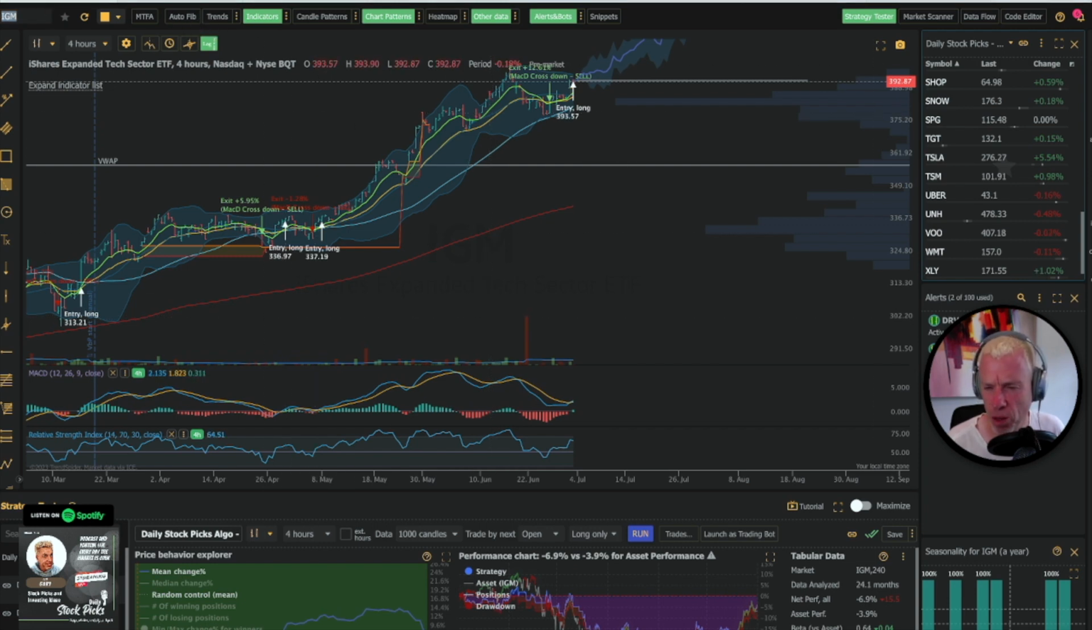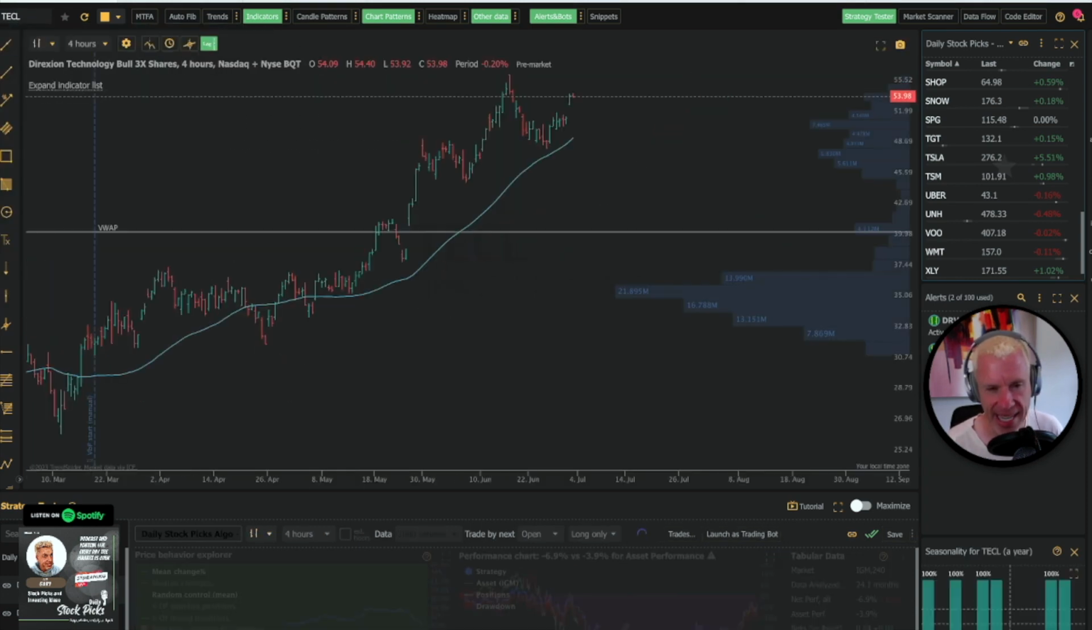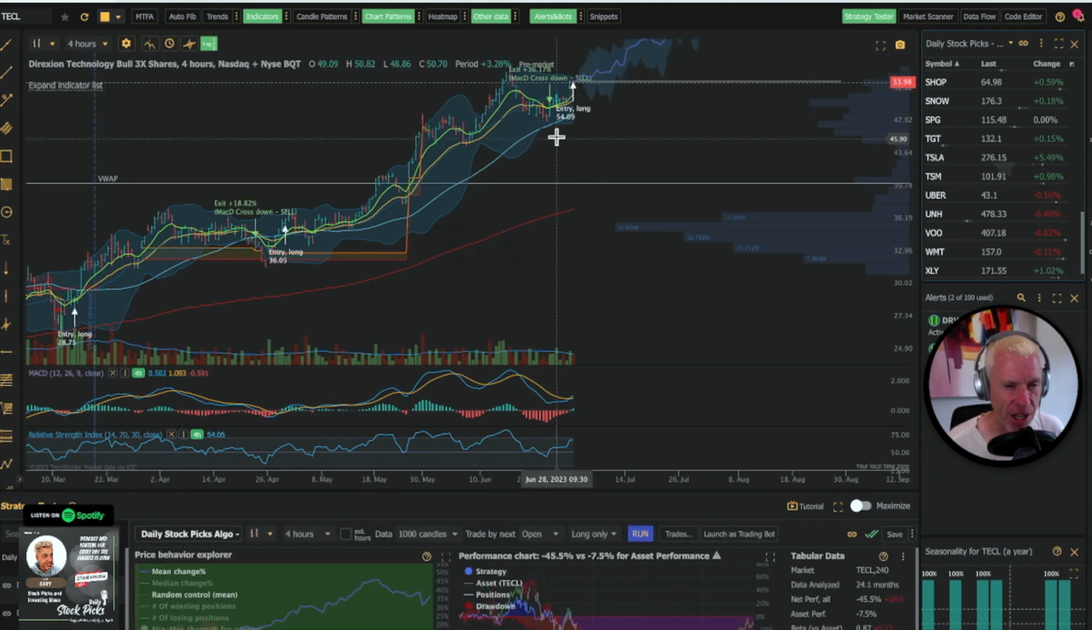There's a triple levered tech ETF that I want to go over, TECL. This one, I want you to see something. TECL. It has an initial cross up at 54.09. The MACD is down here. The RSI is at 66. It's a little bit overbought. If you want a triple levered technology shares, I think that's one you could probably get into.